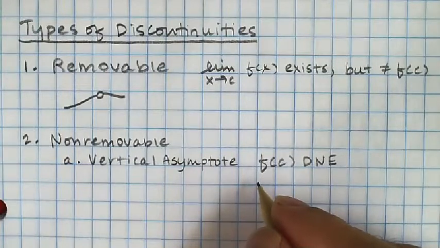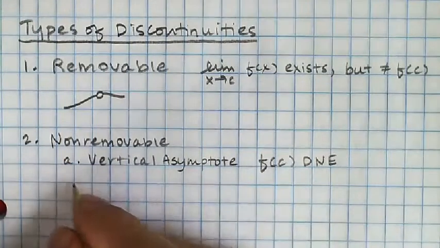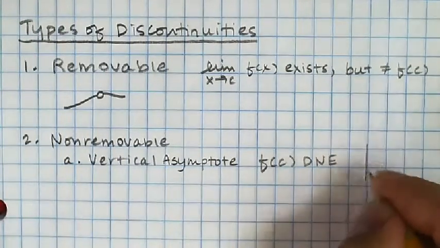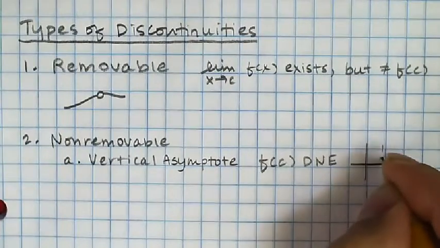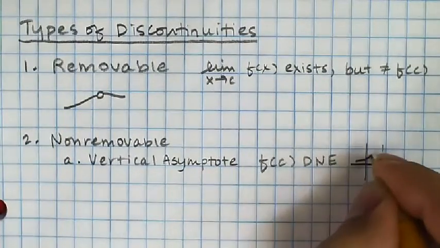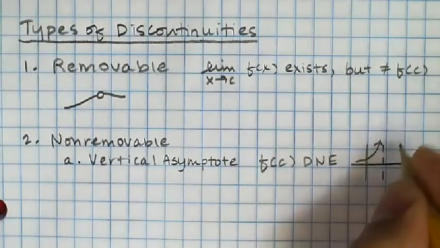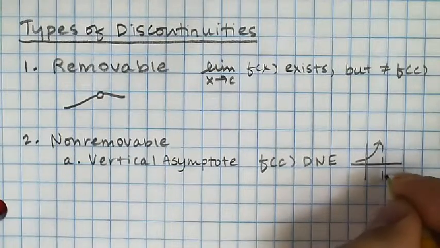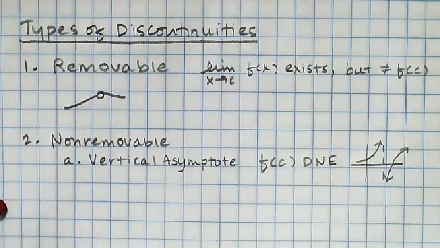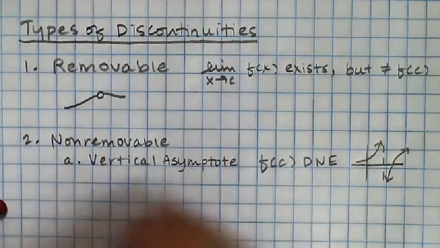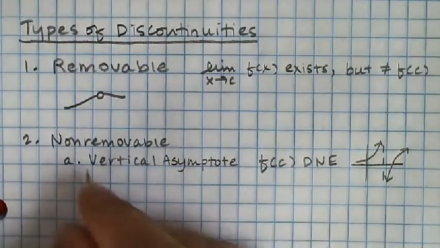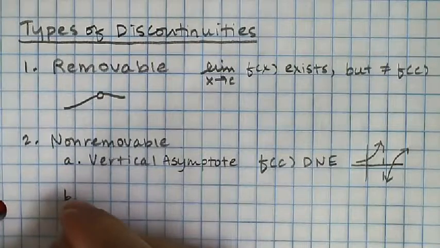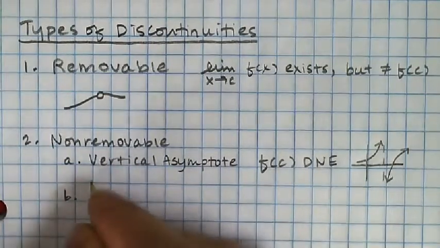Okay, and I guess I can draw you a picture of that. Got one right here. It's like that. I don't know, something fun. And it's a vertical asymptote. The function doesn't exist. And then we've also got a jump discontinuity.